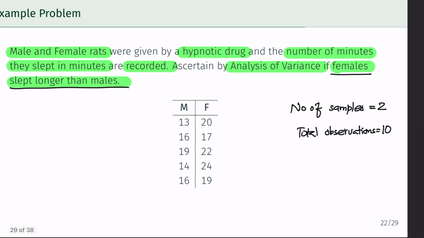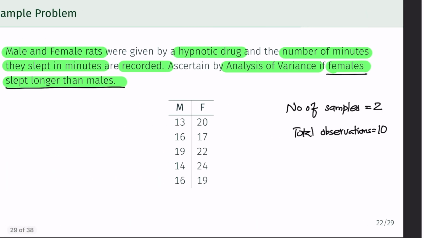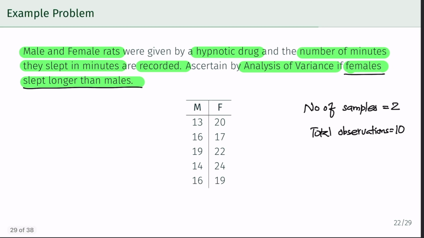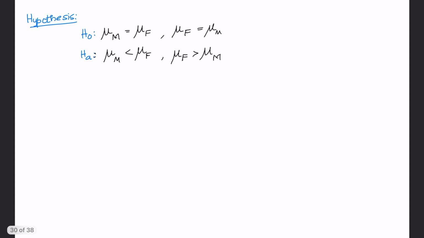So let's start with the problem right here now. Now let's go through the data. What is given here? Let me just copy this data right here. We have the data. They have given us, in minutes, the amount of time the male and female rats have slept. So you have 13, 16, 19, 14 and 16.